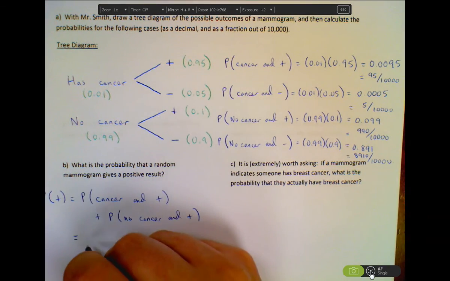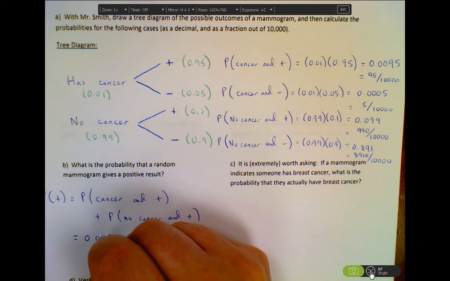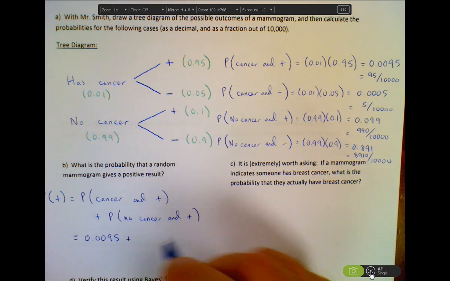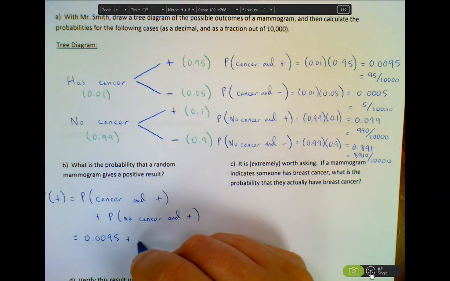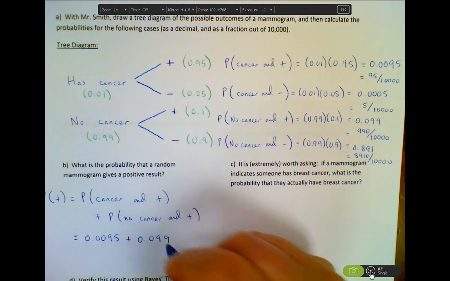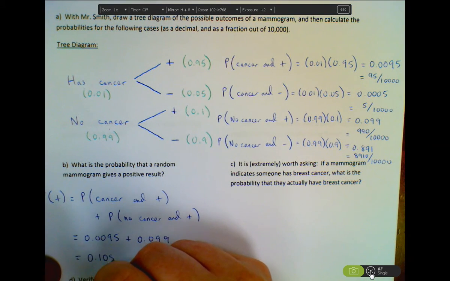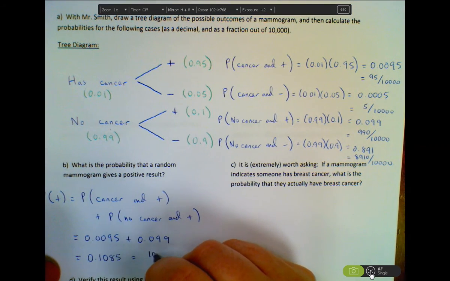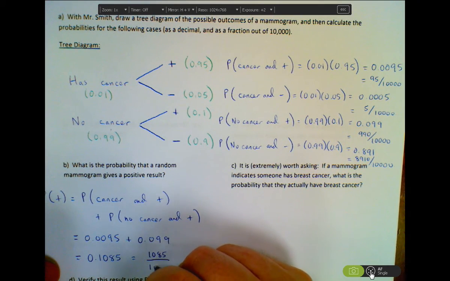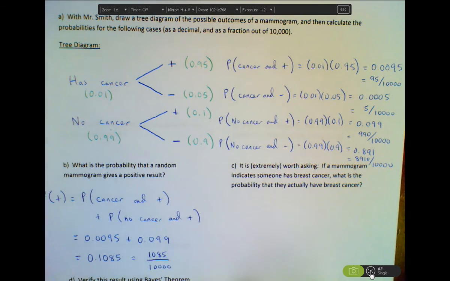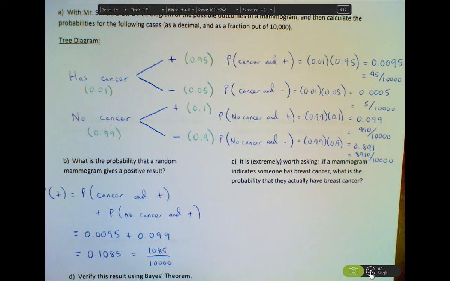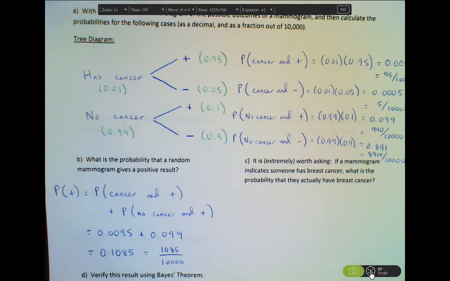We calculated those two things. The first was 0.0095, and the second, no cancer and test positive, was 0.099. So we can add those two together. We get 0.1085. And it might also be helpful, you'll see why, to write that as a fraction over 10,000. So 1,085 out of 10,000 women will come back with a positive result. So let's look at part C.